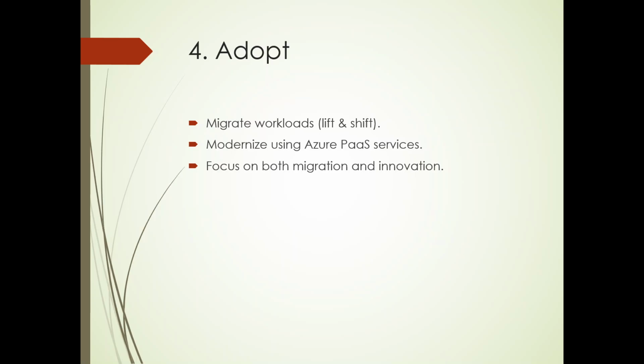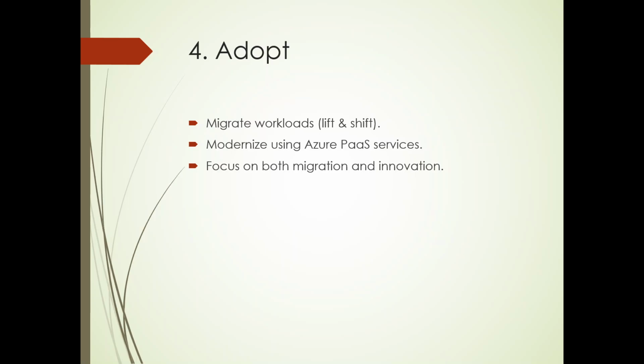The adopt phase includes two paths. First is migration, and the second is innovation. Migration is nothing but a lift and shift of your existing workloads to cloud. Innovation is where you are re-architecting the apps using PaaS services and cloud native technologies. It is not just about moving the VMs, it is about modernizing your application and process to maximize the cloud's benefit.